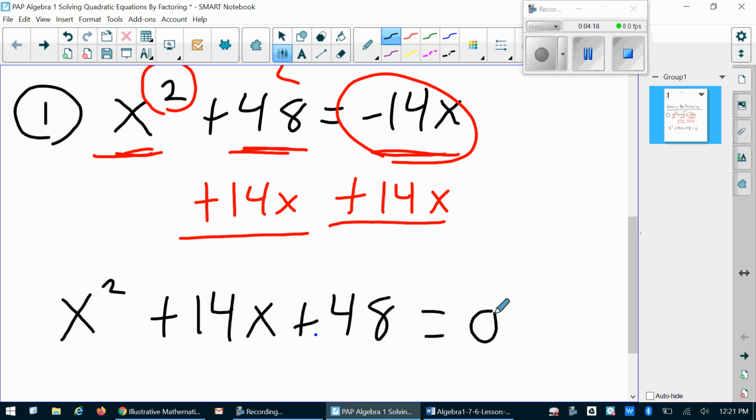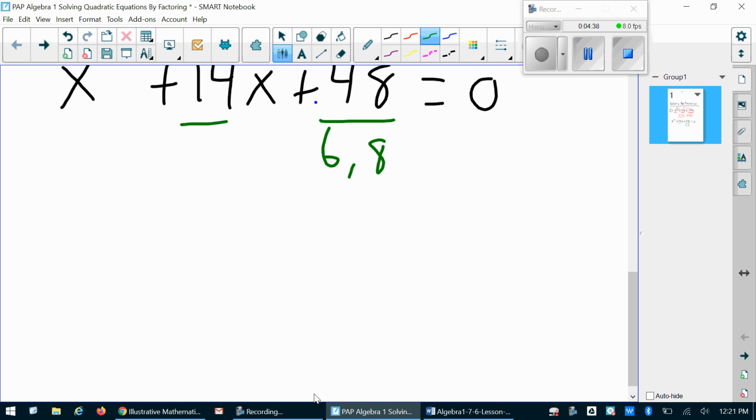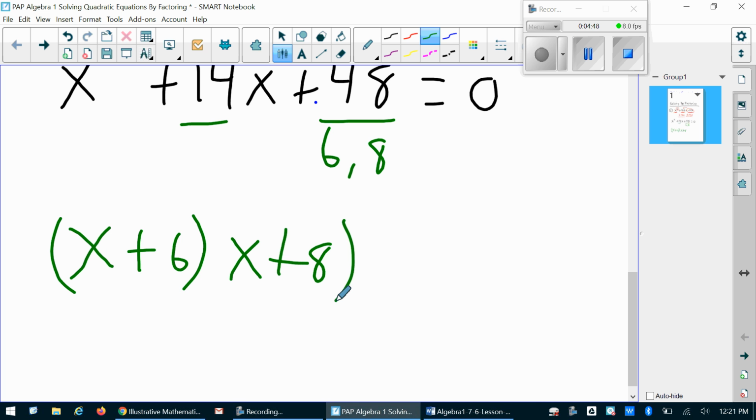All right, I have all 3 terms on one side, and now I'm going to factor the left side of the equation. I'm going to find 2 numbers that multiply to give me 48, but also add to give me 14. And those numbers are 6 and 8. Well, I have those. I'm going to rewrite this expression as (x plus 6)(x plus 8) equals 0. So notice I haven't changed the value of the equation, I just made it look different.